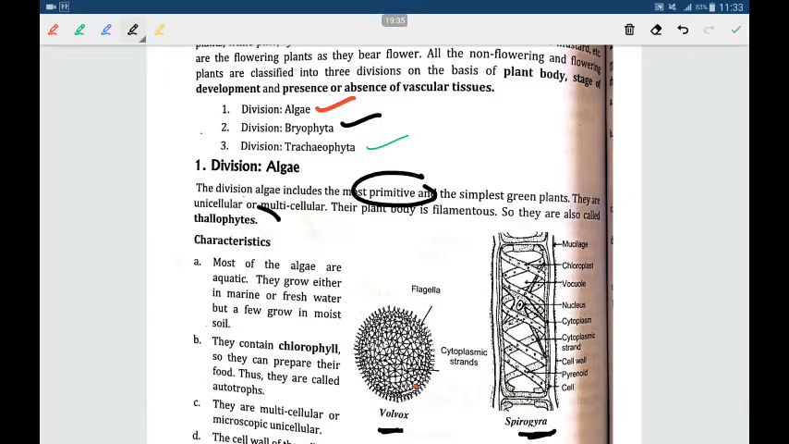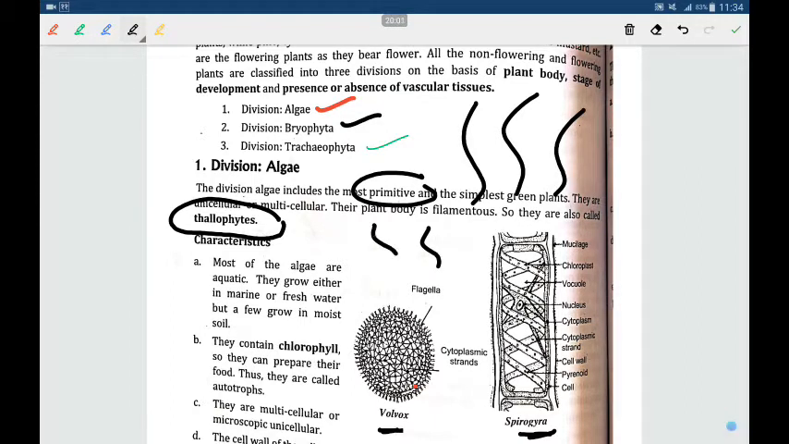Before that, I found here one word, thallophytes. Thallophytes are the plants whose body is like a filament. There is no root, no stem, no leaves, just a small filament. So algae are called thallophytes. Dear students, now let's discuss the characteristics of algae.